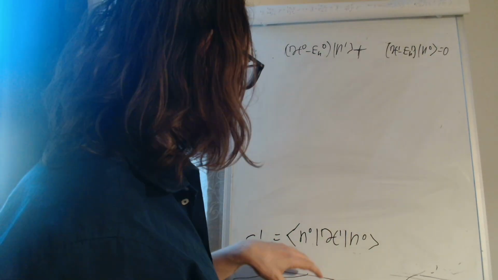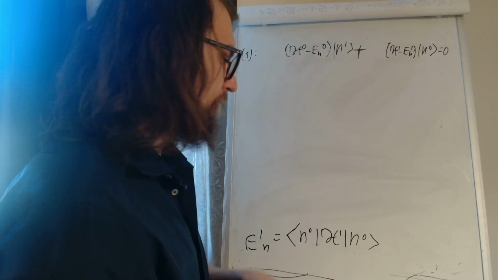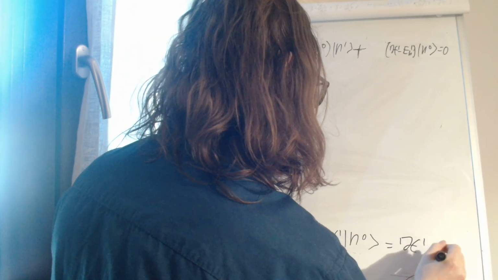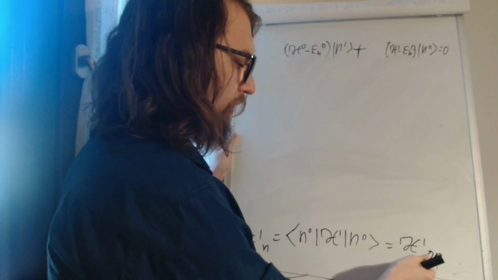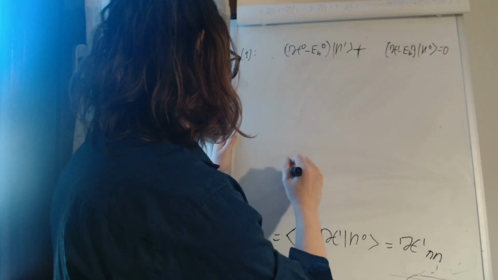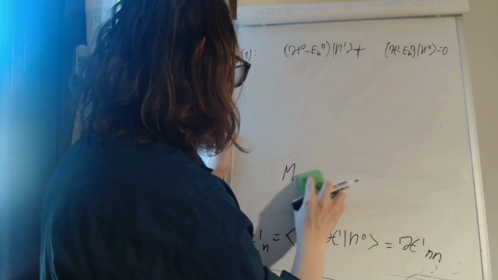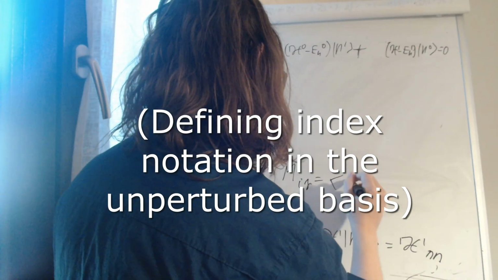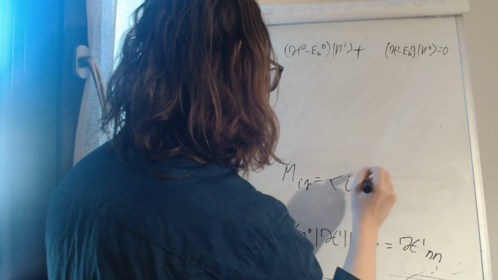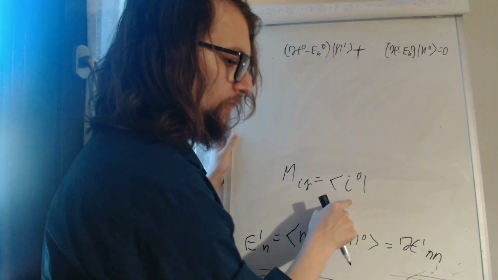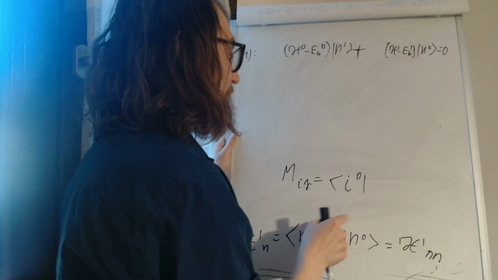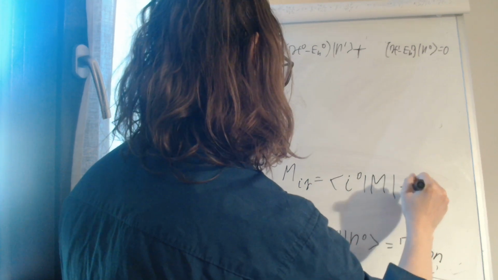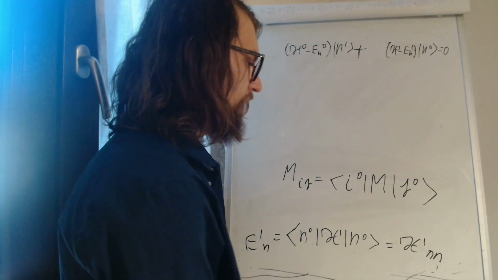So we found this form for the first order correction to the energy, and this can be written in a more compact form as h1 nn, where we have introduced the matrix notation m ij equals the unperturbed eigenstate i, m, and the unperturbed eigenstate j.